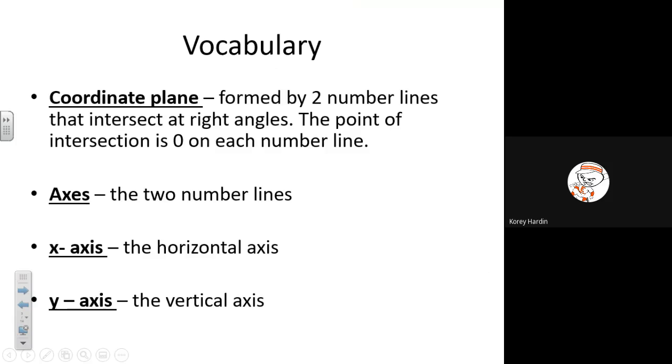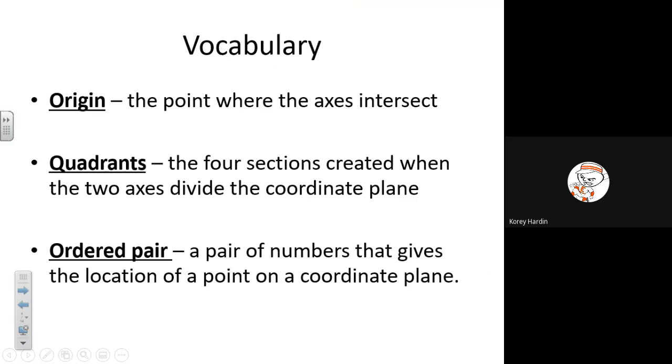I'm going to go ahead and move on, but please pause the video and make sure you have these words copied down. Next thing we have is origin. The origin is what we talked about, the point (0, 0). It's where those two number lines intersect. So (0, 0), where the two number lines intersect.